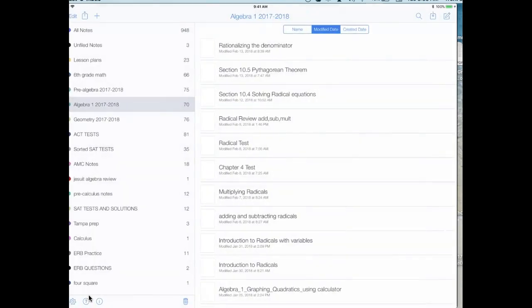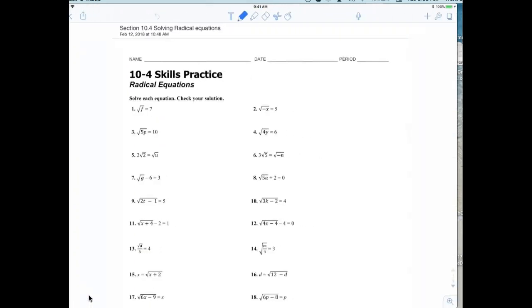So I want to talk about today radical equations. You guys got that up, right? Now I promise you, this is super what? Easy. Super easy. All right? How do I undo a radical?